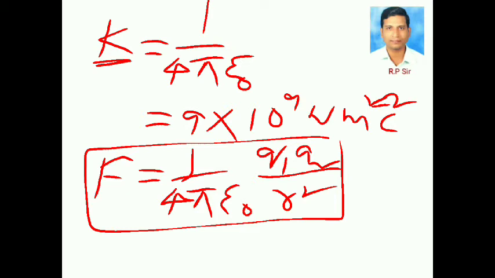In vector form, F is equal to 1 by 4 pi epsilon naught Q1 Q2 by r square into r cap. This is the vector form of Coulomb's law, where r cap is the unit vector and epsilon naught is the permittivity of free space.